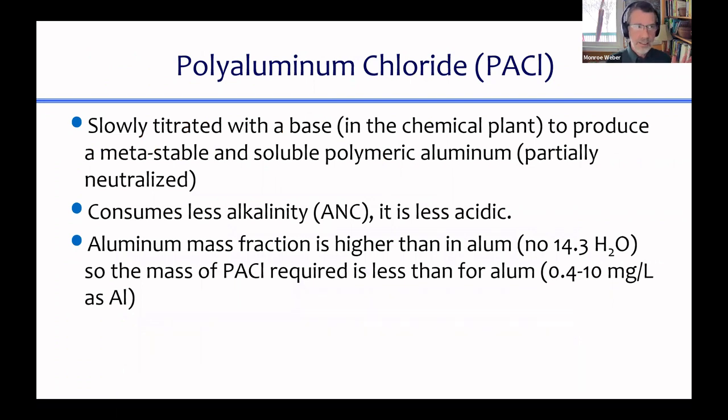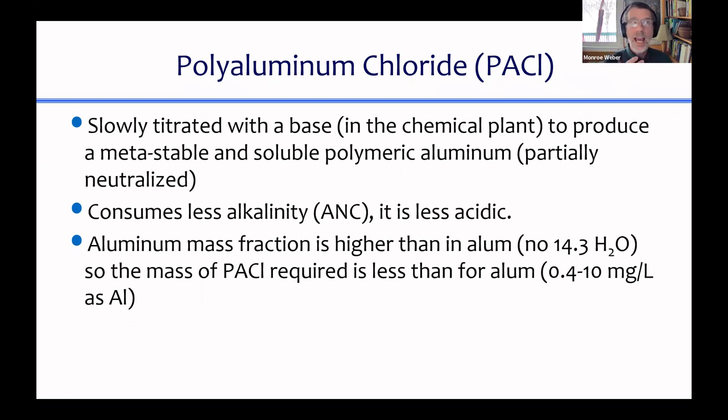There's another coagulant that is commonly used. It's called PAC, or polyaluminum chloride. It's the one that Luke Meyer mentioned in the video that we just watched. And it's also got aluminum in it, which is pretty important. It's got aluminum in it, and it was slowly titrated in the factory to make it less acidic. So it's like partially neutralized already.